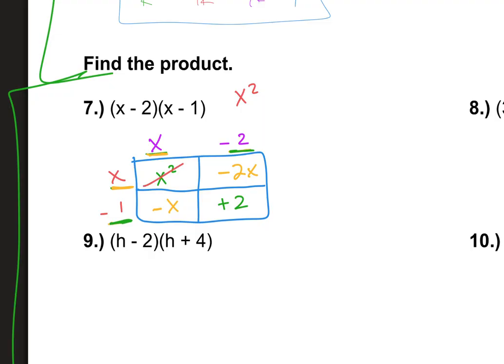And now you just combine all of those terms. x squared, we're done with that. Minus 3x, we're done with that and that. Plus 2, we're done with that. So that was the box method. If you like it, great. If you don't like it, don't use it.